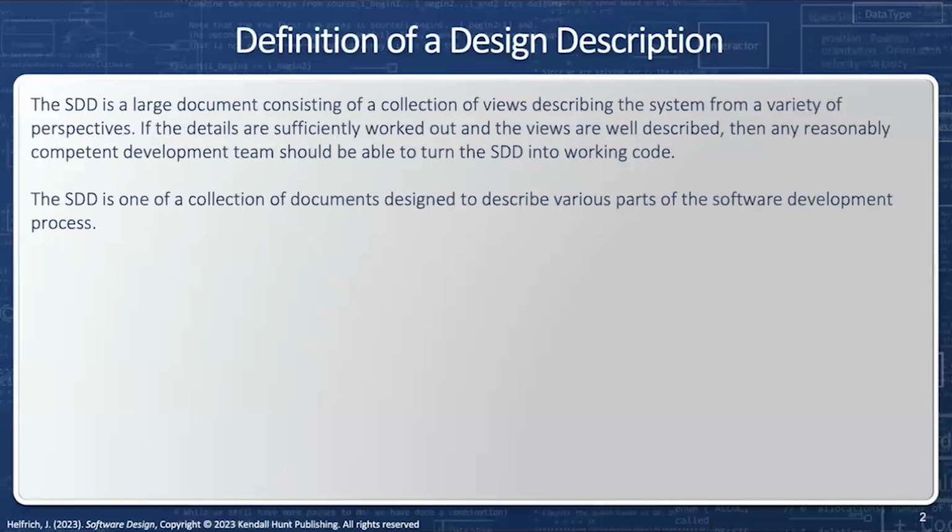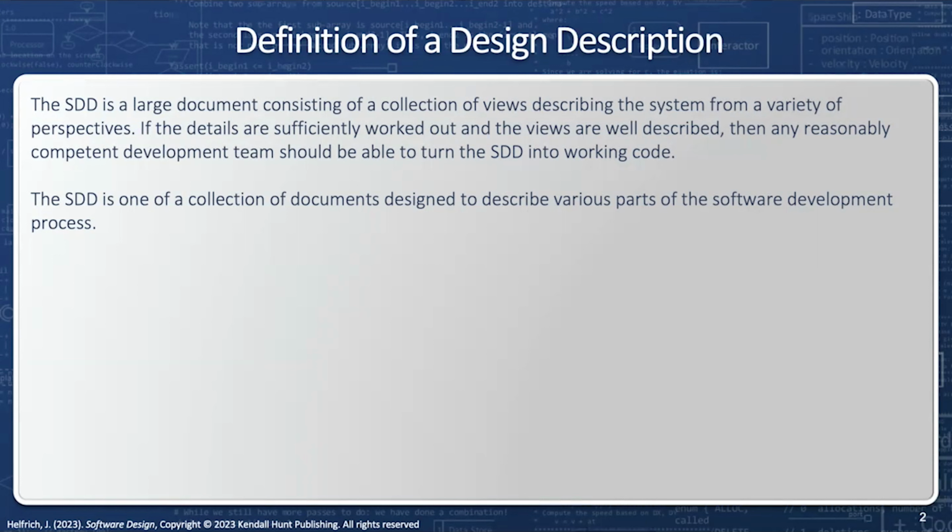This video will define a design description as well as describe how to use it to communicate design ideas to other members of the development team. So a software design description is a large document consisting of a collection of views describing the system from a variety of perspectives. If the details are sufficiently worked out and the views are well described, then any reasonably competent development team should be able to turn the SDD into working code.